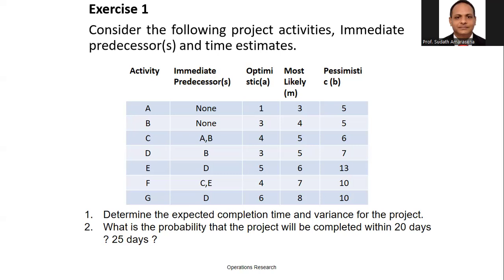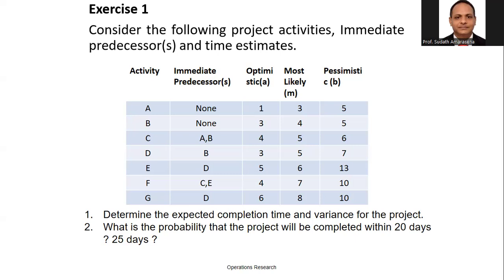Now you can see the difference between the CPM method and the PERT method. CPM is deterministic and PERT is probabilistic. You can see the given information is different. The CPM method gives one column for each activity duration, but the PERT method gives the 3 time estimates. Then the first question asks: determine the expected completion time and variation for the project.